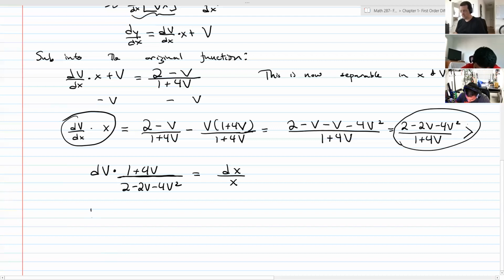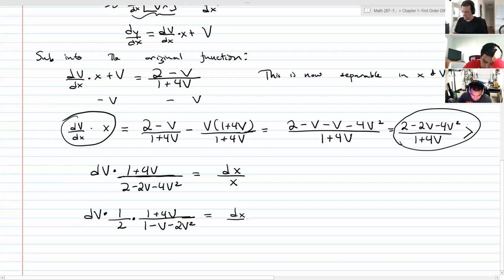So we're going to do a little rewriting here. I'm going to get dv times 1/2 times 1 plus 4v divided by 1 minus v minus 2v squared. Excuse me, 2v squared. And that again is going to equal dx over x.